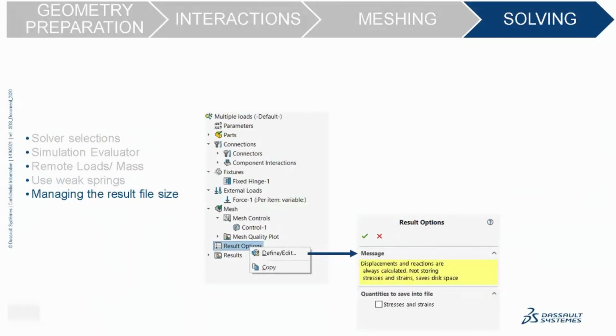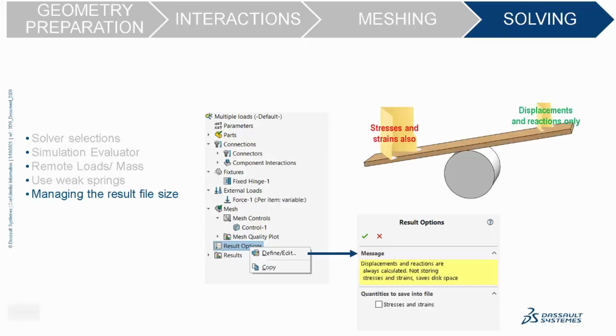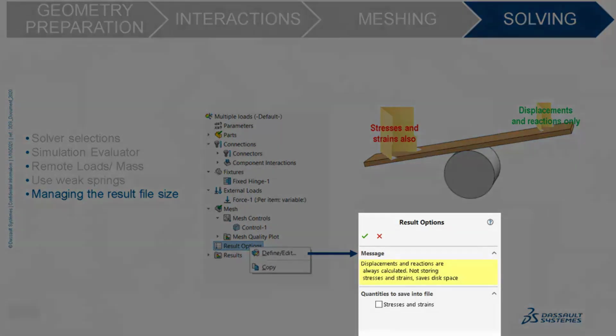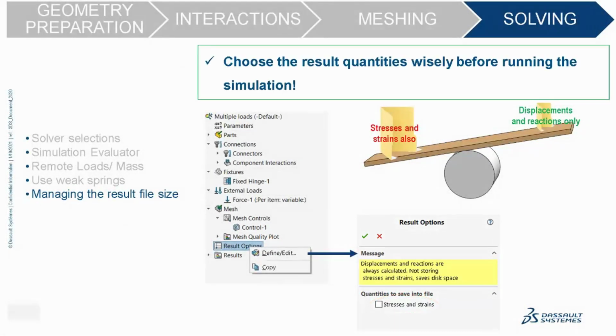Result file size. Most of us will admit that the result file size plays a critical role. As the complexity increases, the file size can grow significantly. It is important to take necessary precautions while dealing with large assembly simulations, else you will run out of disk space. From a simulation perspective, if you are looking for displacement results only, then it is important to turn off the stresses and strains checkbox located under the result options PropertyManager. This can avoid low disk space issues and also keeps the result file size optimum.